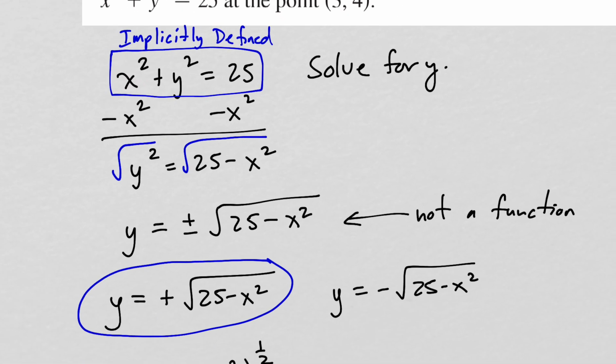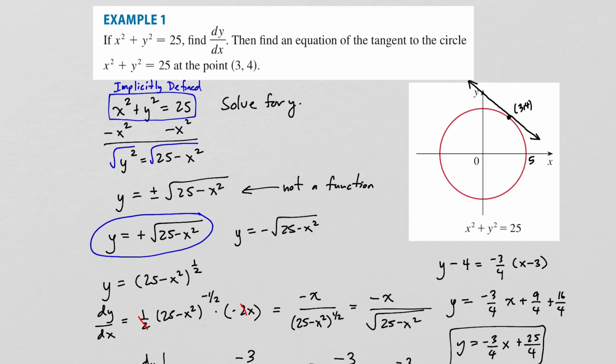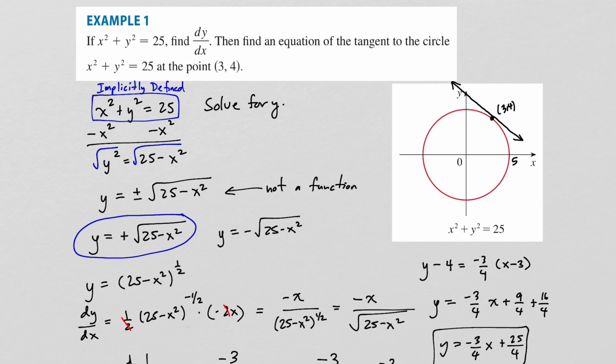Now, it is true that in this case, we were able to solve for y. Remember, that gave us two solutions, and then we were able to pick the one that we needed to look at in order to find the slope of the tangent line. But this will not always be the case. Sometimes you will not be able to solve for y, and you will need another method for finding the derivative. So we're going to talk about this method, which is called implicit differentiation.